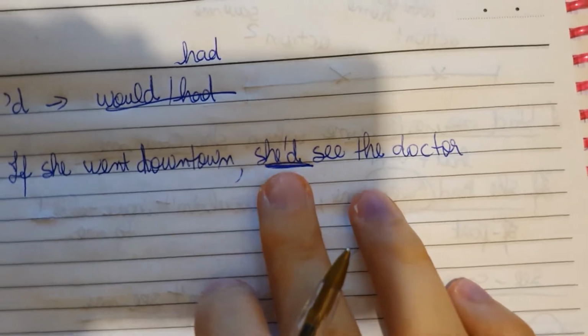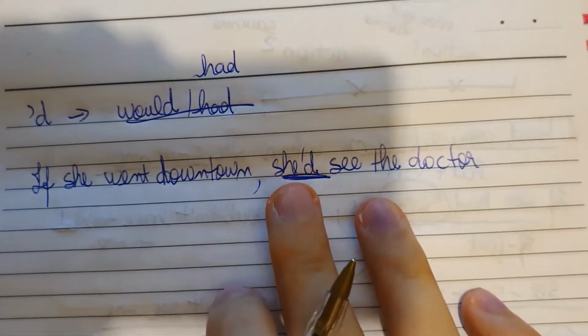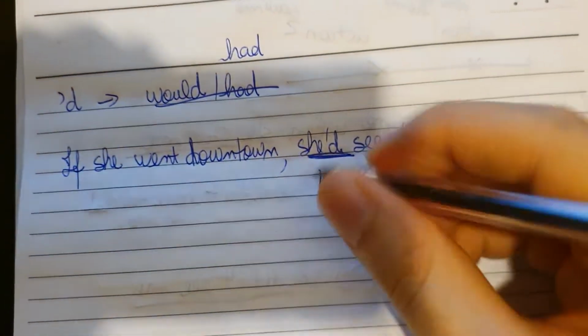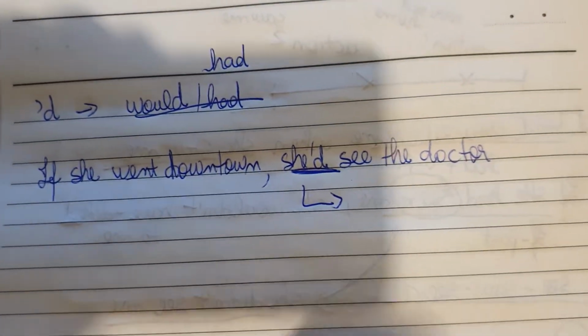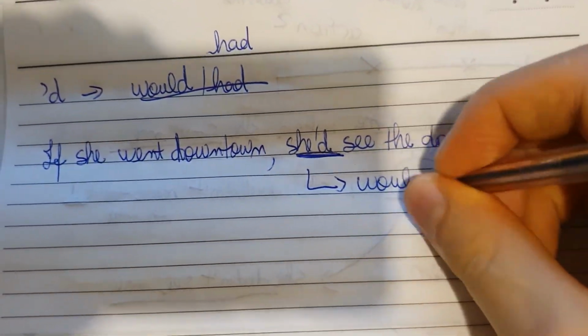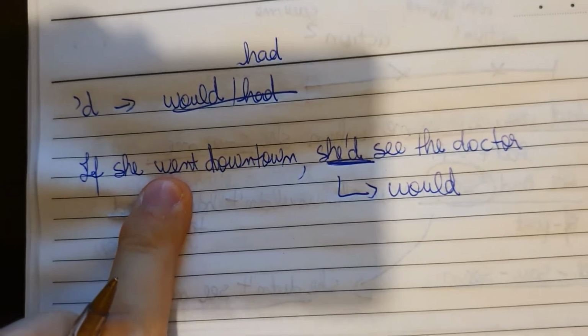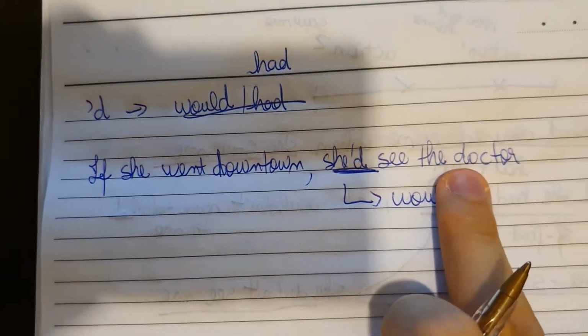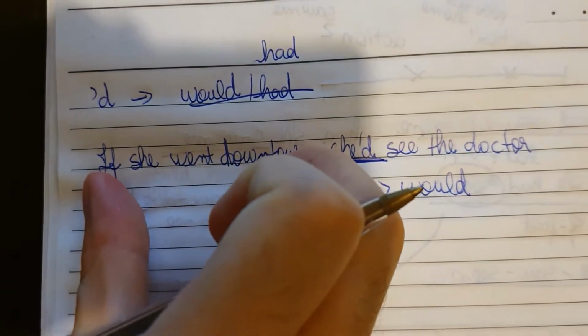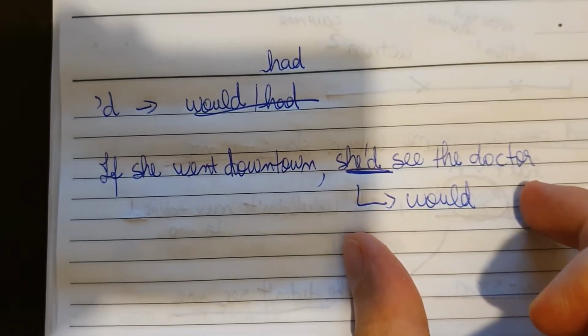This abridged form, this contracted form, she'd, what does it mean? She would or she had? She would. Because simple past, would. Okay? If part, simple past, next sentence, would. Okay?